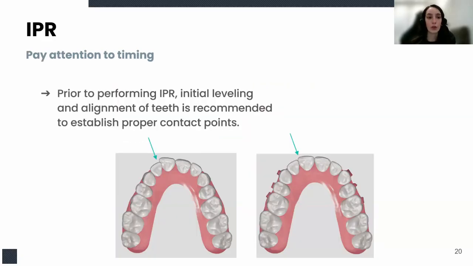So one of the very important tips when performing IPR is to always pay attention to the timing during which we perform IPR. So we have to make sure that we do some initial leveling and alignment. Again, this is because if I perform IPR at this point, for example, I would be removing some tooth structure from the palatal surface of the central incisor rather than removing it from its proximal surface. So we actually just have to wait until it's properly aligned and the contact point can be properly and easily accessed, and then we can actually perform IPR as needed.